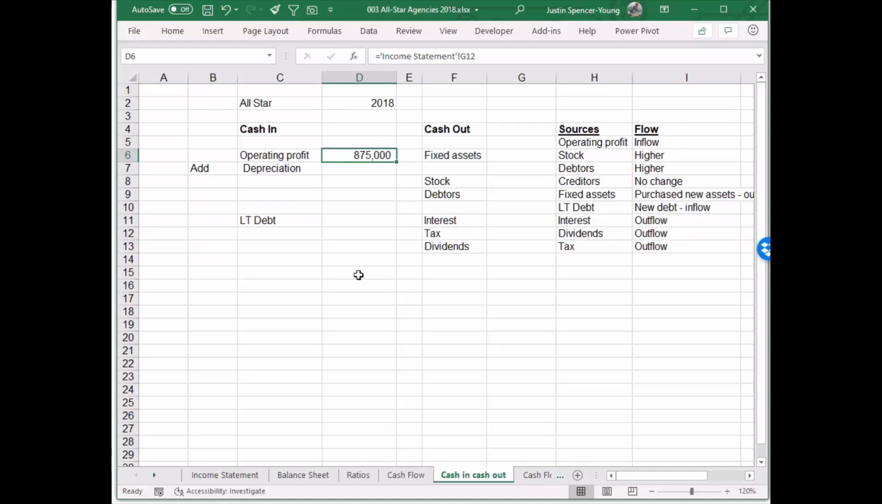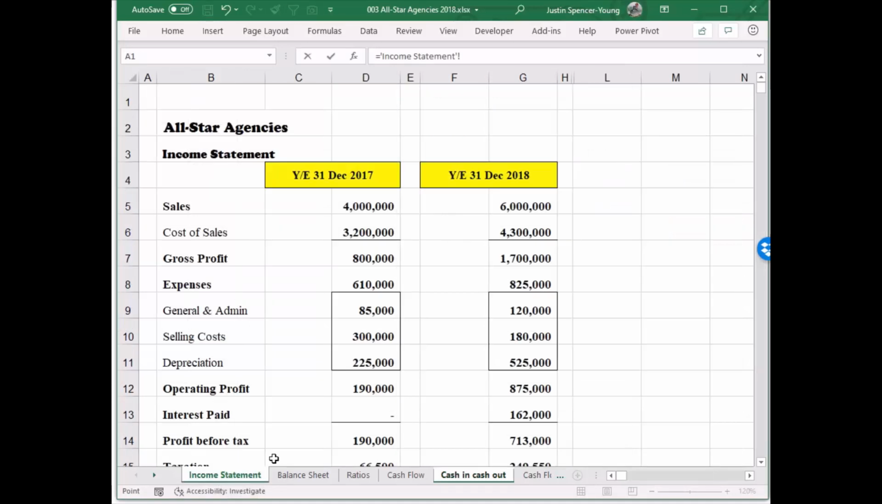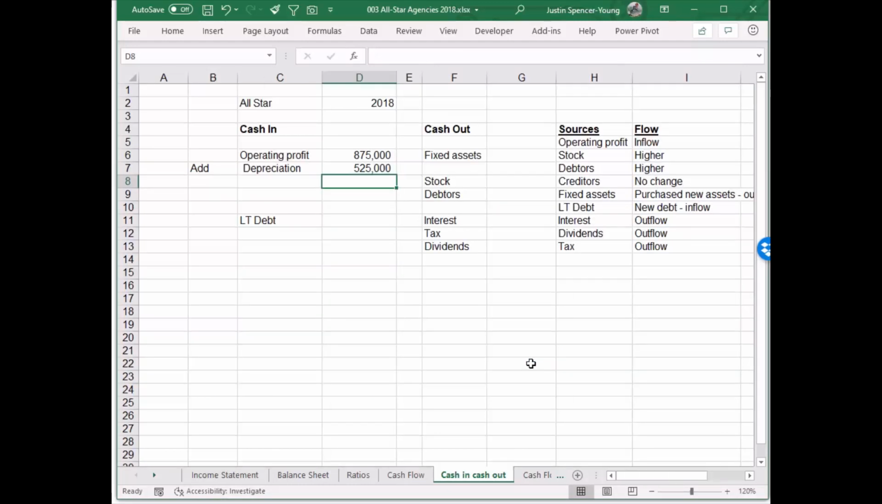Now remember, that operating profit has had the depreciation deducted, even though depreciation is not an expense that gets paid to someone. We refer to it as a non-cash expense. So if it actually hasn't been paid out of the business, we need to add it back here, so that we get what we might call the cash from operations. So let's go and find that depreciation number. There it is, 525,000. Let's put it in there.